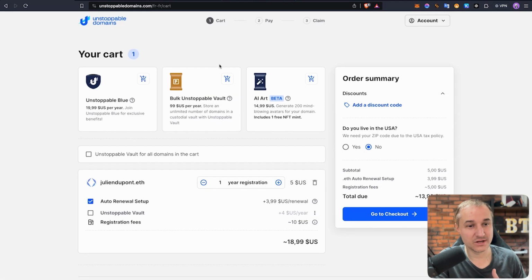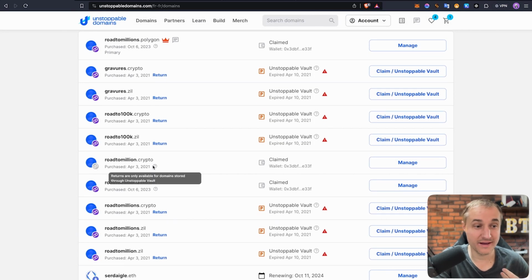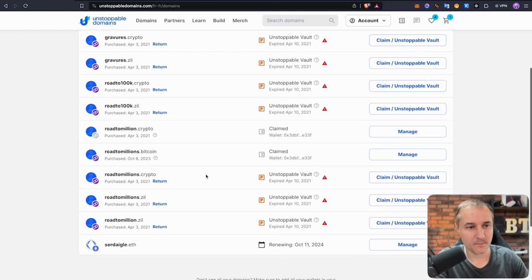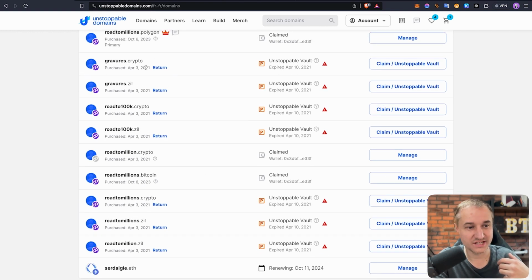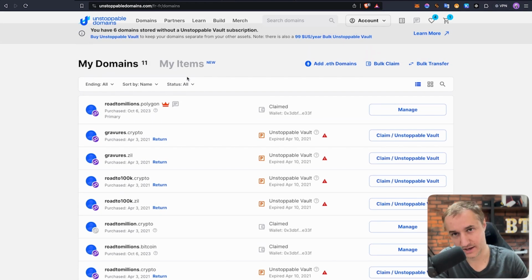I would like to point out that I hold other domain names, for example the roadtomillions.polygon domain name, roadtomillions.crypto, roadtomillions.bitcoin, and all that I own, but when ENS came out with ETH points, well, I just wasn't aware of it. It's been a very long time since I bought domain names. You can see that I started buying them in 2021 when .eth arrived and I wasn't aware of them. I couldn't buy my other roadtomillions.eth domain, so someone else got it before me.